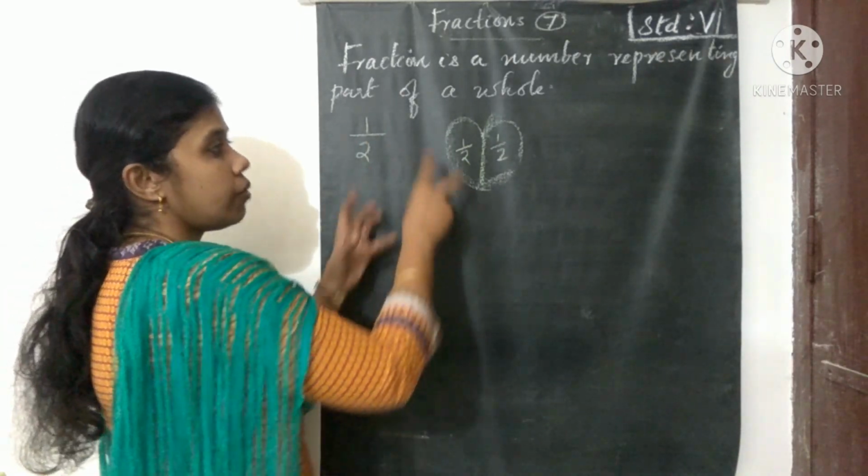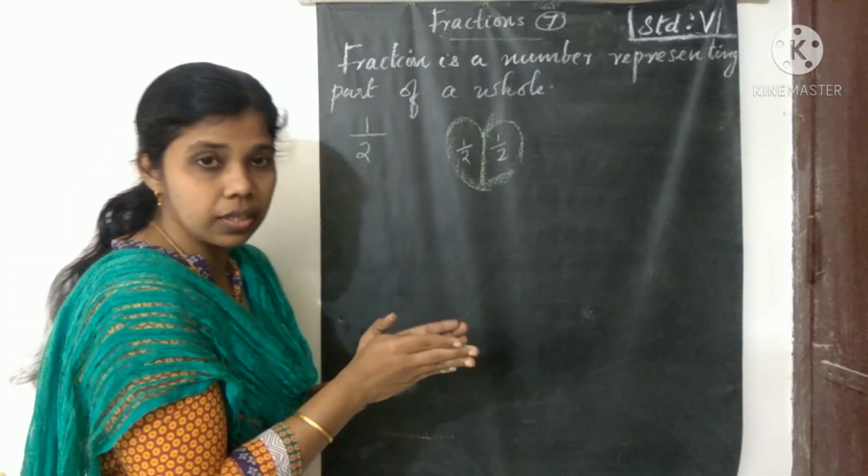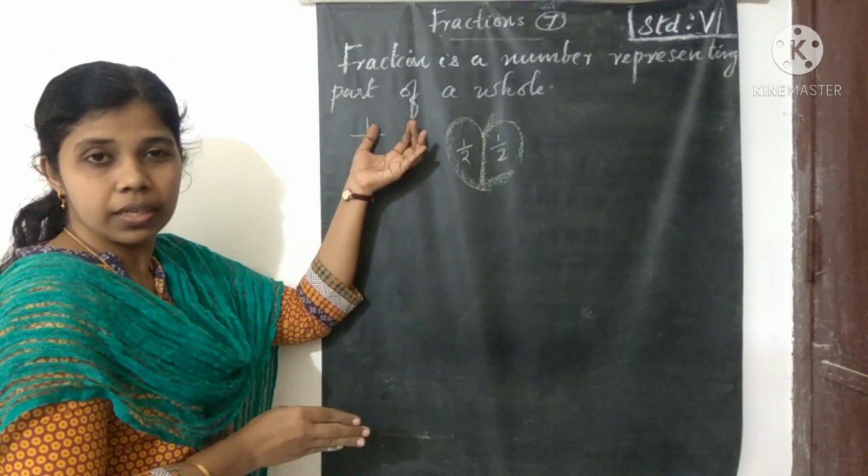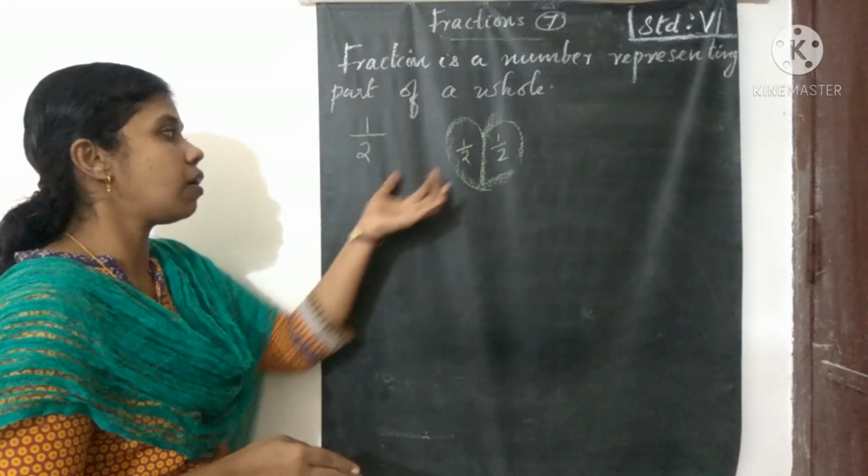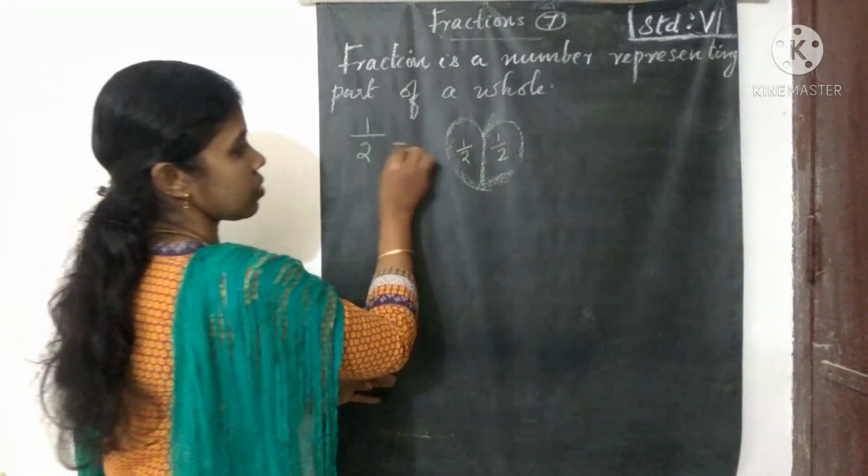അതായത് ഒരു whole objectനെ 2 ആയിട്ട് divide ചെയ്തതിൽ 1 part ആണ് നമ്മൾ ഇവിടെ എടുത്തേക്കുന്നത്. That fraction is called 1 by 2.